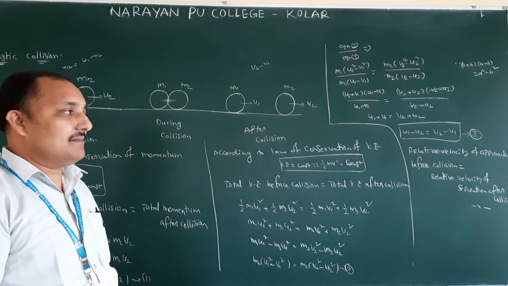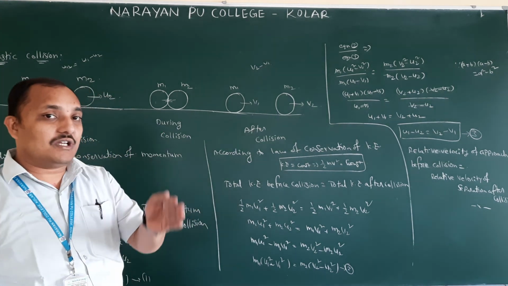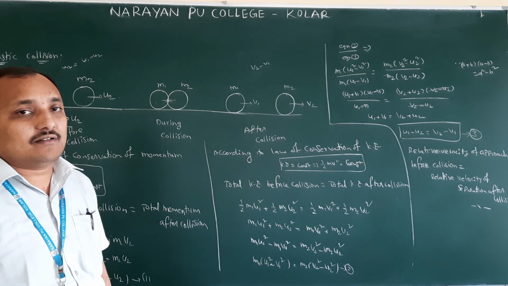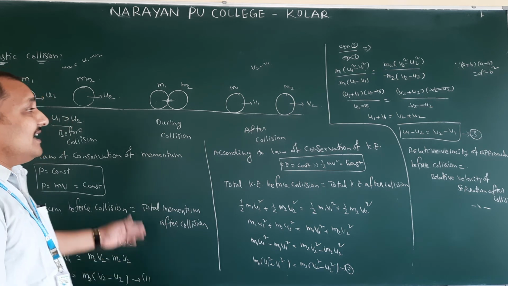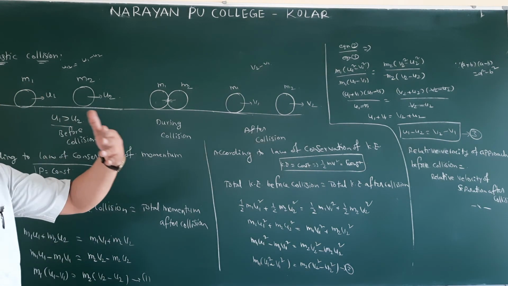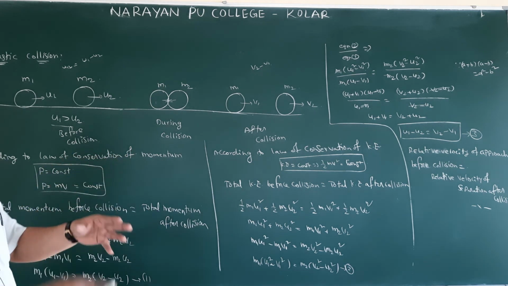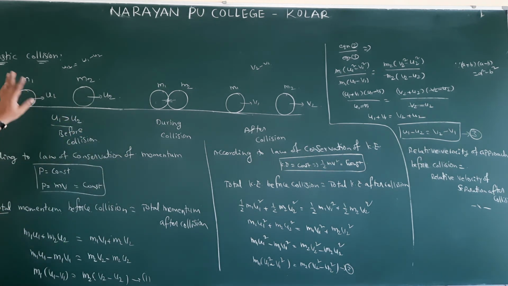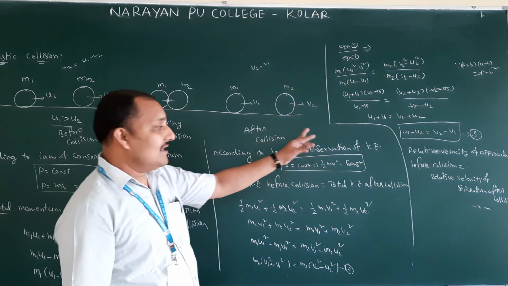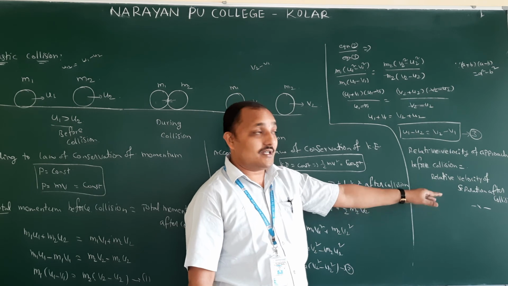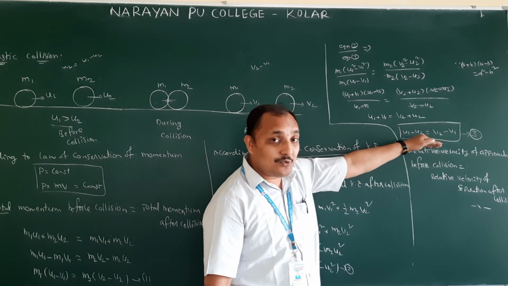In a 3 marks question sometimes they will ask, how they will ask: show that relative velocity of approach is equal to relative velocity of separation during one-dimensional elastic collision or during one-dimensional head-on collision. Head-on collision means both are going to collide with each other. Either head-on collision or one-dimensional elastic collision they will ask. So how they will ask the question? Show that relative velocity of approach before collision is equal to relative velocity of separation after collision. At that time you should derive up to here.